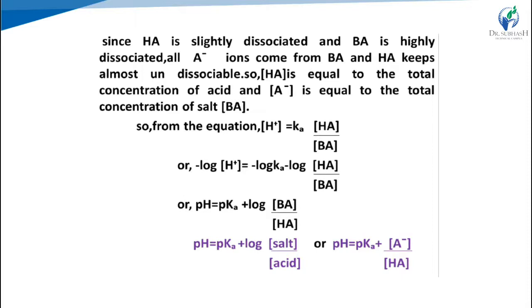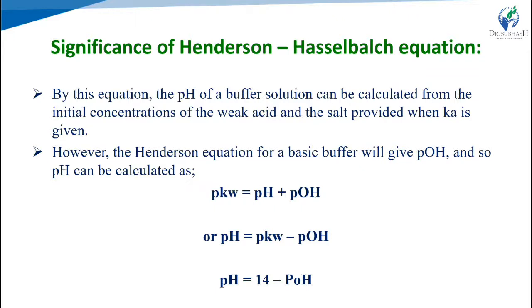And lastly, for a weak acid, pH is equal to pKa plus log salt upon acid. For the base, a weak base, we can find pOH is equal to pKb plus log salt upon base, instead of acid. So that is the Henderson-Hasselbalch equation for a weak base and its salt, and a weak acid and its salt.